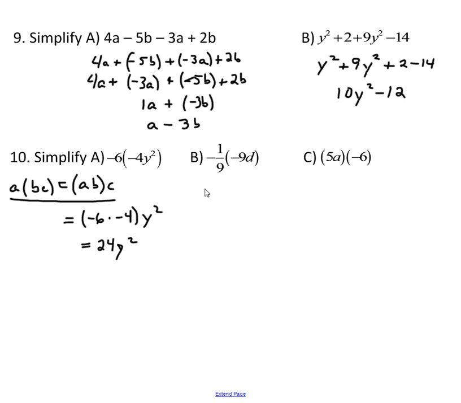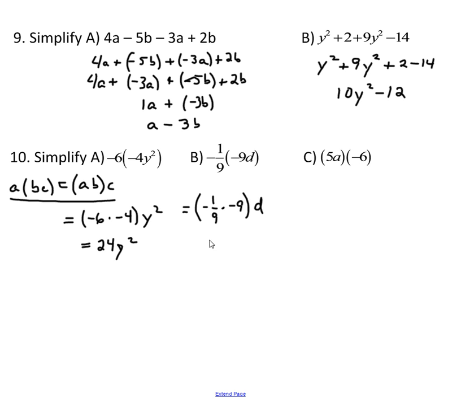Let's try our associative rule again. This time we're going to take negative 1/9 times negative 9d. By our associative property, we know that means that we can take negative 1/9 and multiply that by negative 9. And that will be multiplied by d by this associative property.